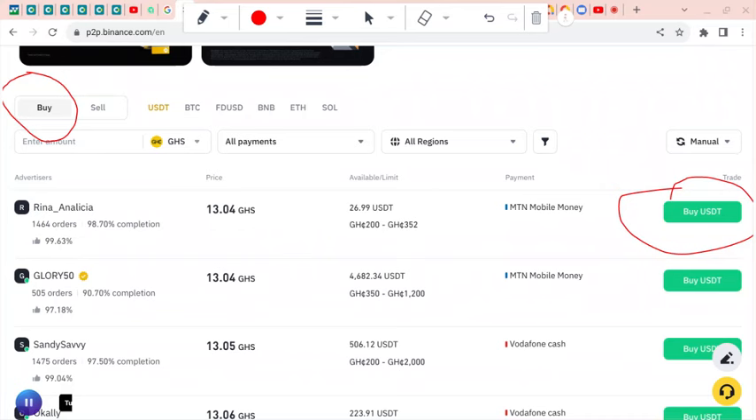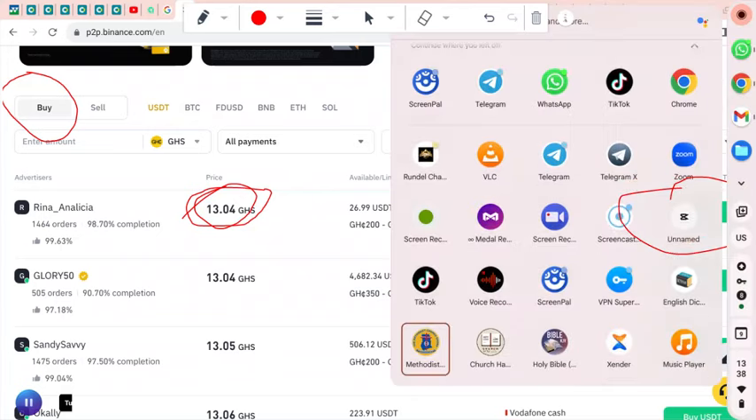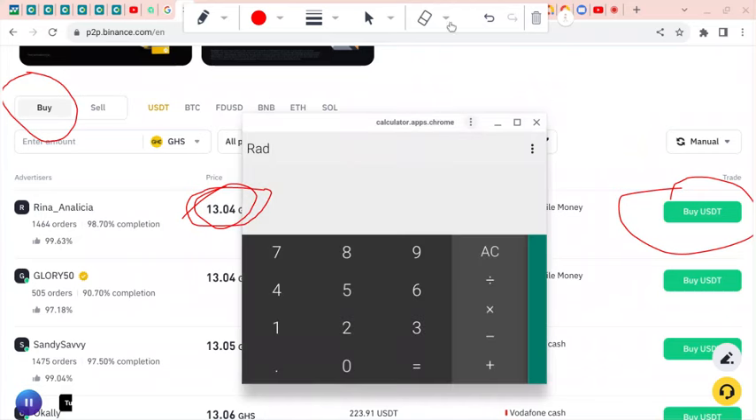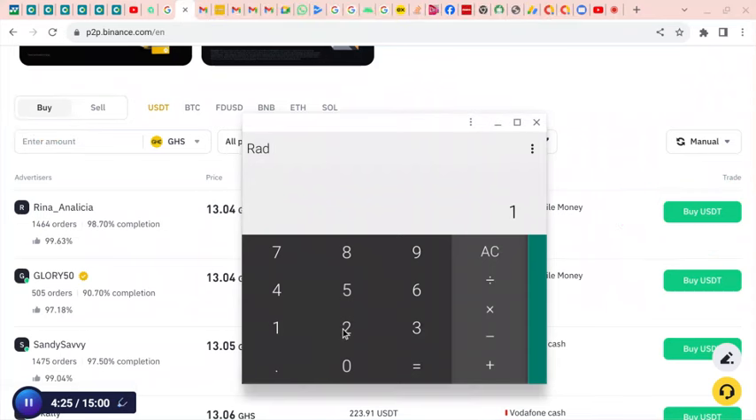Currently, today's date is the 9th. Right now, buying one USDT in Ghana will cost you 13.04 Ghana cedis per one USDT. So imagine buying one USDT at this rate, and tomorrow, or let's say some weeks to come, it falls from 13.04 to, let's say, 12.